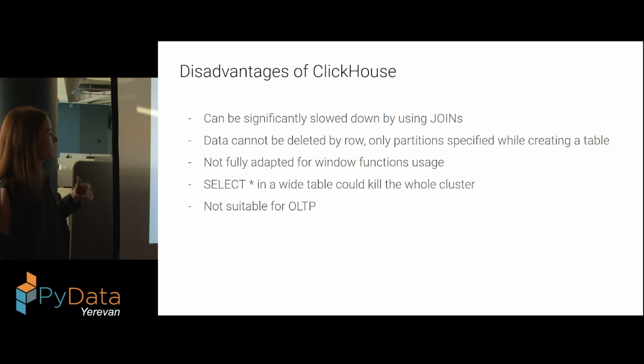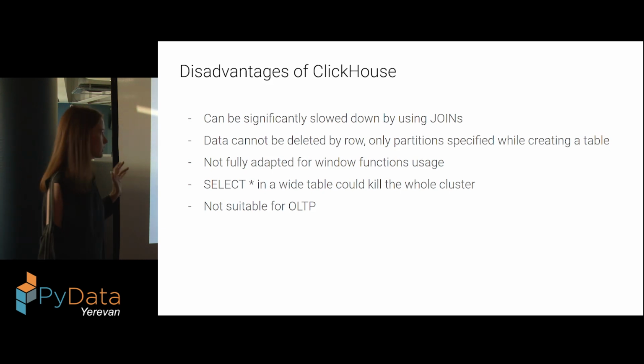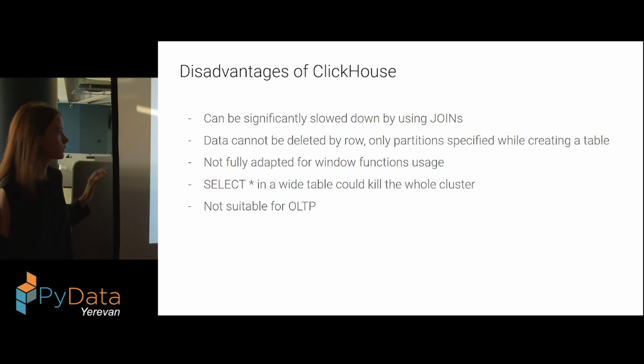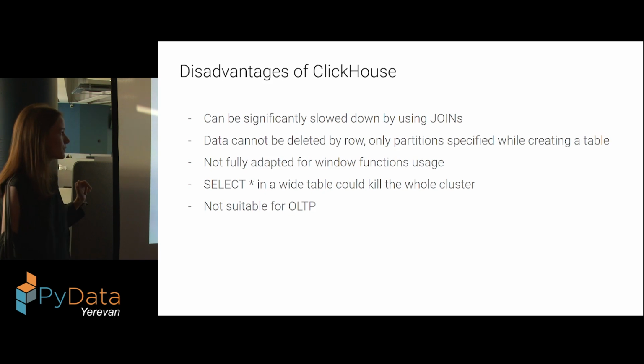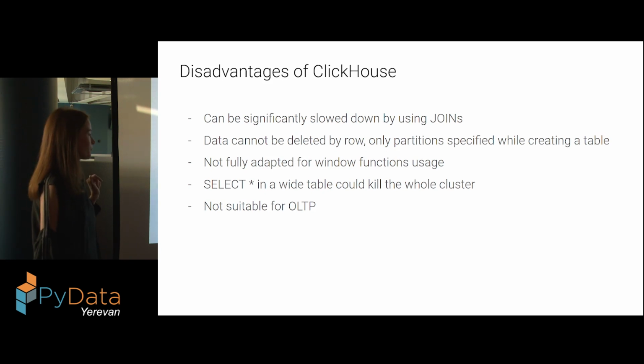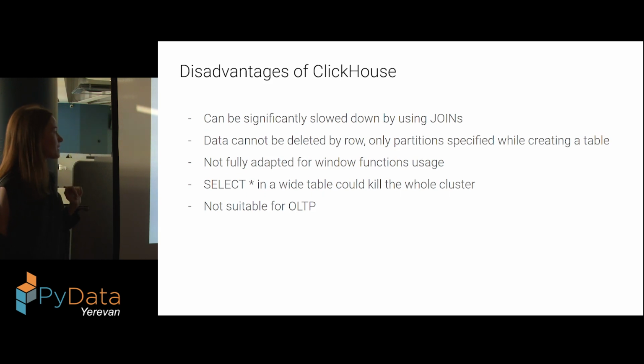Also, as we know, a lot of ClickHouse tables are wide tables, and they have a lot of rows. For example, in VK we had more than 100 columns in one table. So when you do select all, you can just kill your cluster. So try to avoid this select all opportunity.